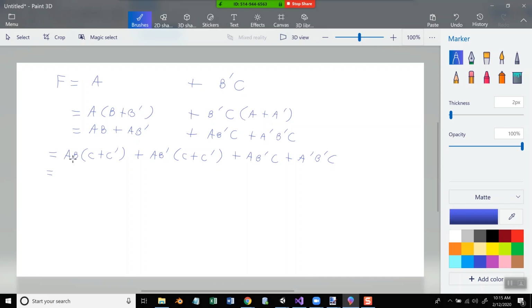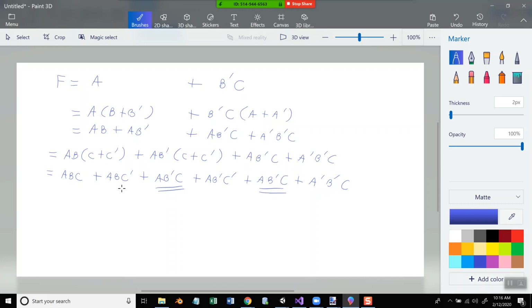So then distributive property, AB times C is ABC. AB times C prime is ABC prime. AB prime times C is AB prime C. And AB prime times C prime is AB prime C prime. Let's carry down. Okay. Now we look for any duplicates. Like notice this one here, AB prime C and AB prime C. They're the same.